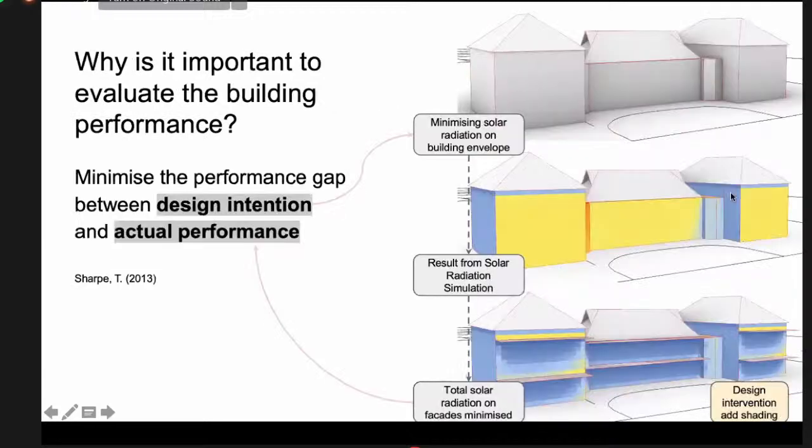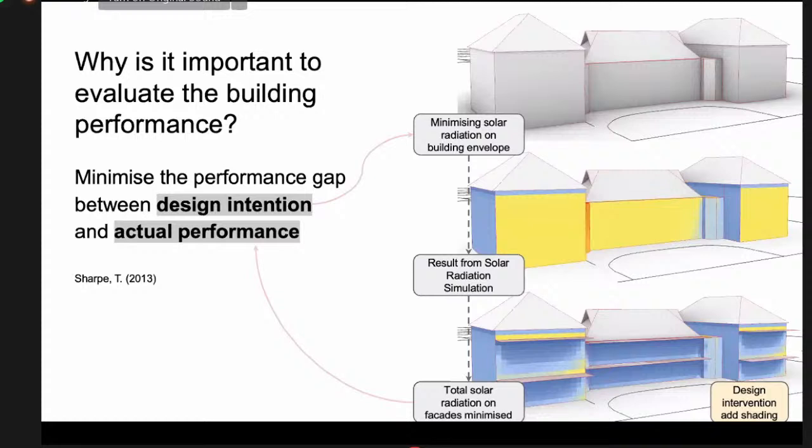So why is it really important to evaluate the building performance? The intention of having this building performance evaluation, especially in the design stage, is to minimize the performance gap between the design intention and the actual performance. I think in this stage, the student maybe already has the design intention that they really want to put in their design. Just to give a little example.